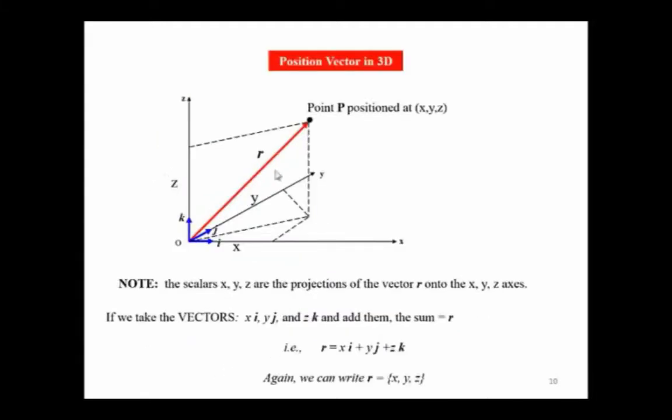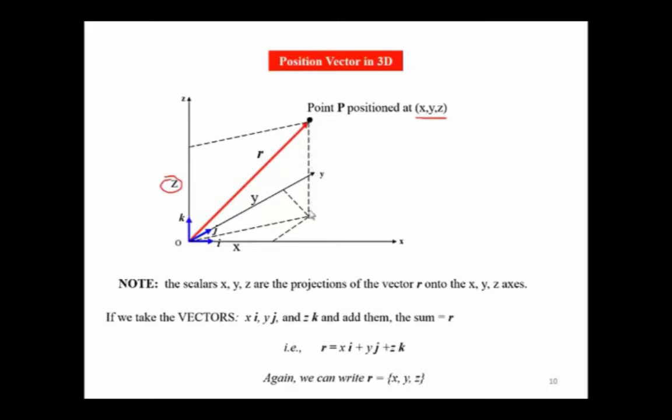Let's take a position vector like we had before in 3 dimensions. So here's our point. It's positioned at the coordinates x, y, z. These coordinates are the projections of this vector r, the position vector r, onto the x, y, z coordinates. So for example right here, here's the point, here's the vector. If we project that onto the z-axis, then this quantity here would be r sub z, and that's what we call z.